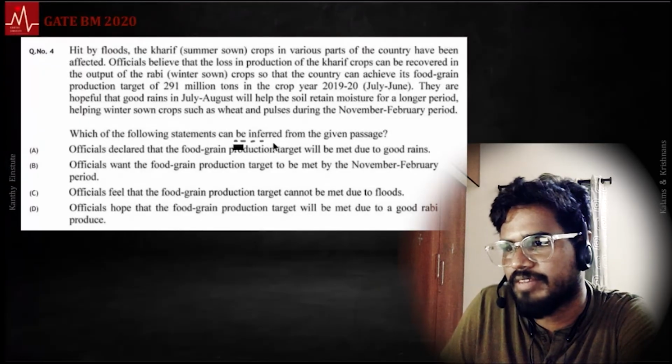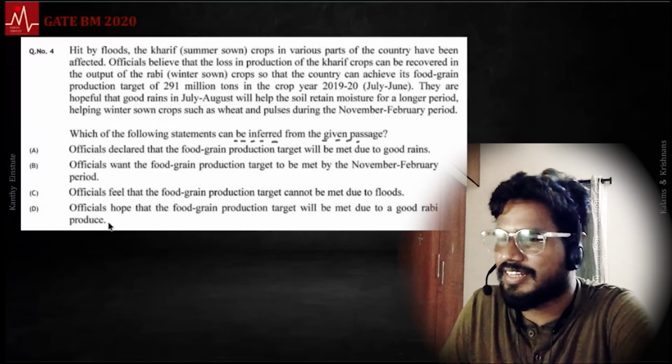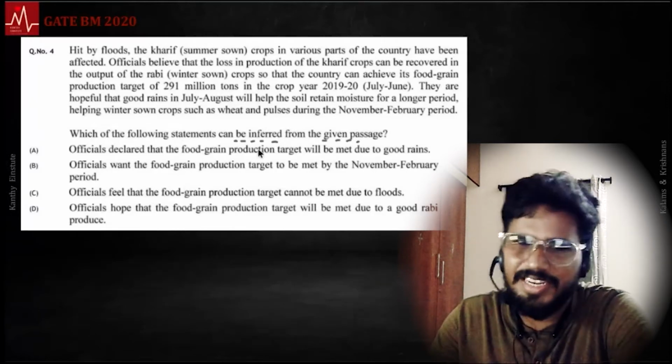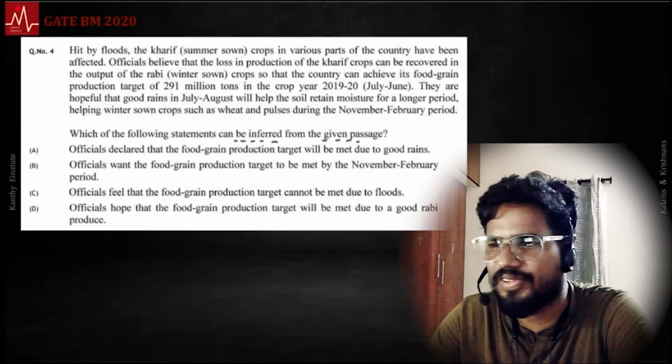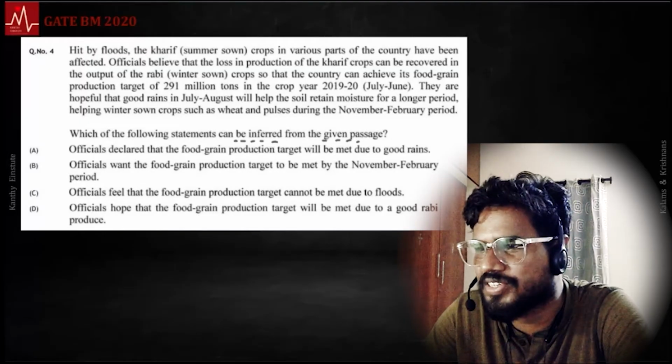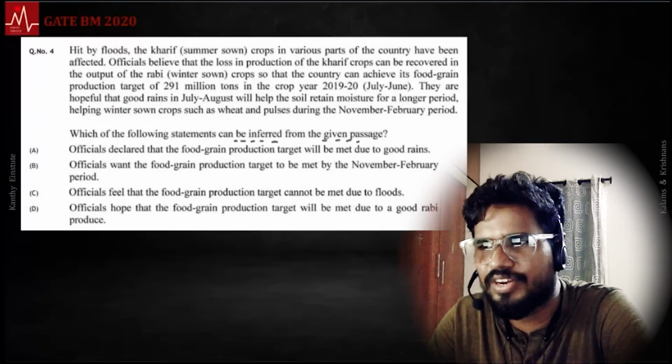What can be inferred from the given passage? There can be 100 things, 1,000 things that can be inferred here. But what is this question bothered with? Officials declare that food grain production target will be met due to good rains. It is about efficiency and the food grain target.